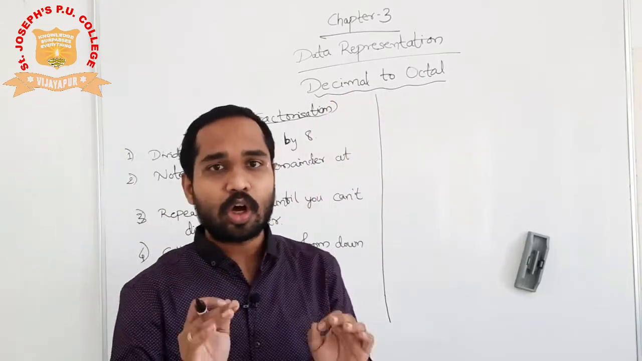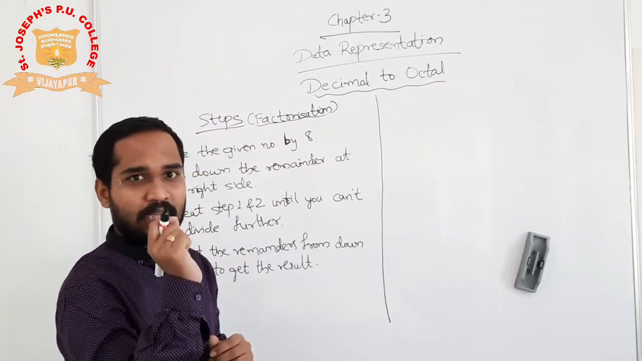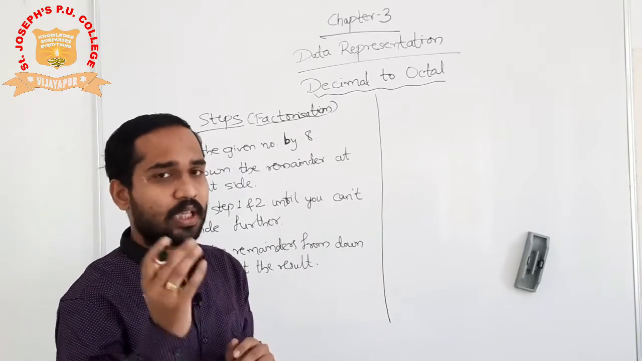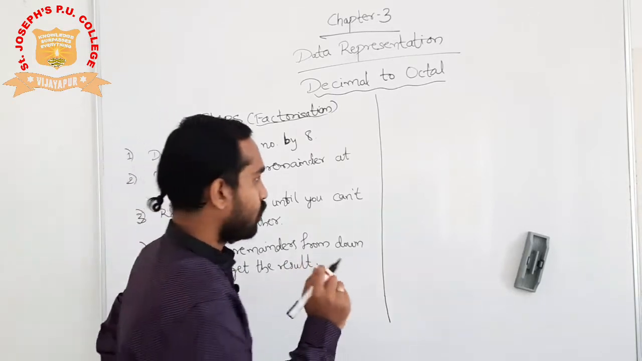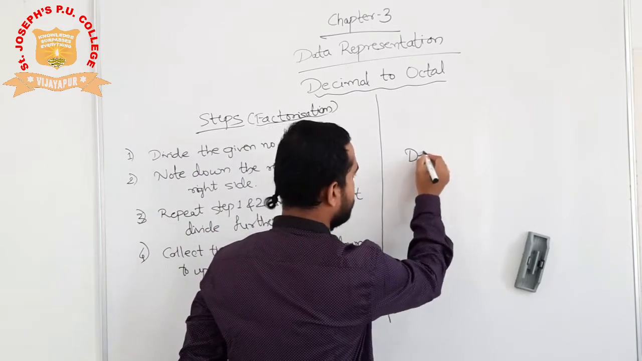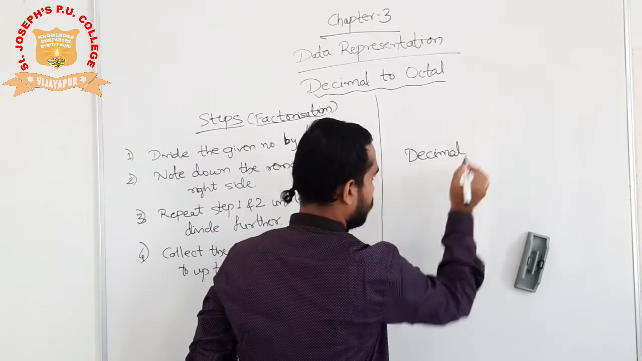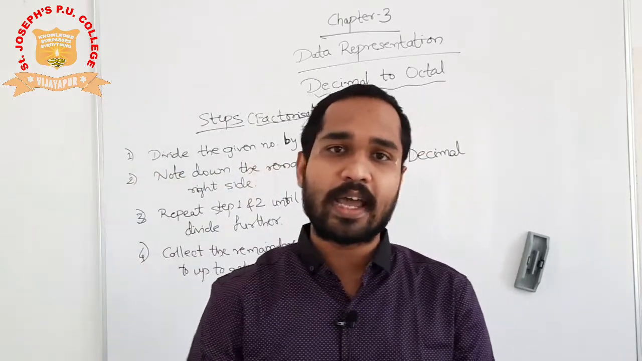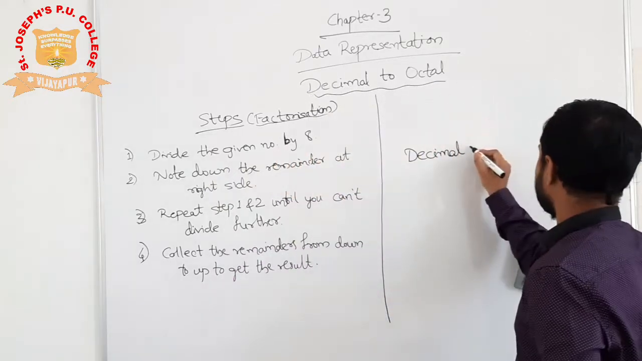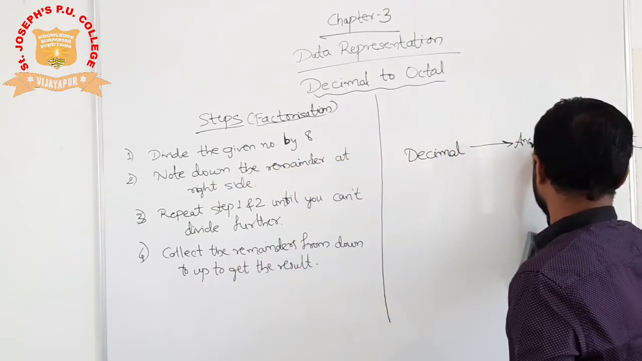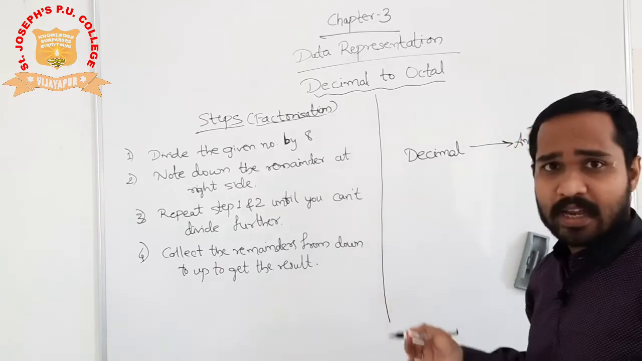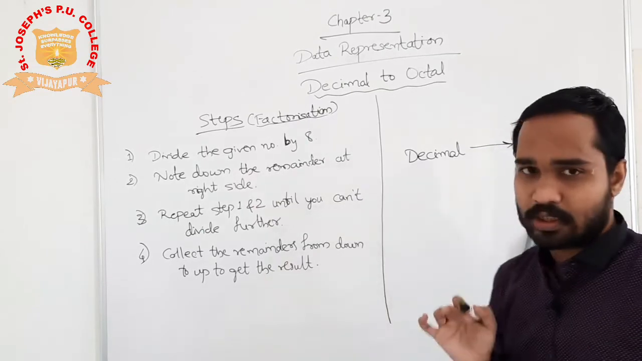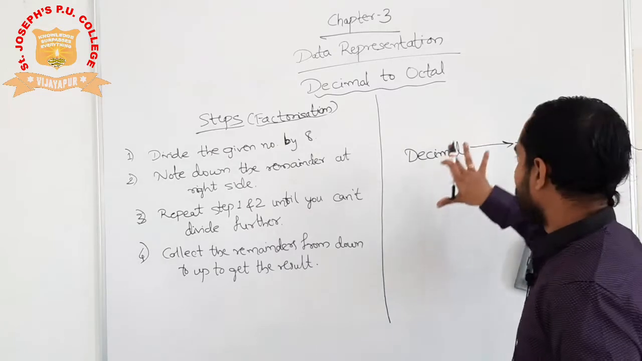Decimal to octal. Now please remember, I am giving you one formula that you have to apply everywhere for any conversion. You have already studied this in binary. If a decimal number is given and you want to convert it to any other number system, that can be binary or hexadecimal or octal. What is the formula or what is the process?